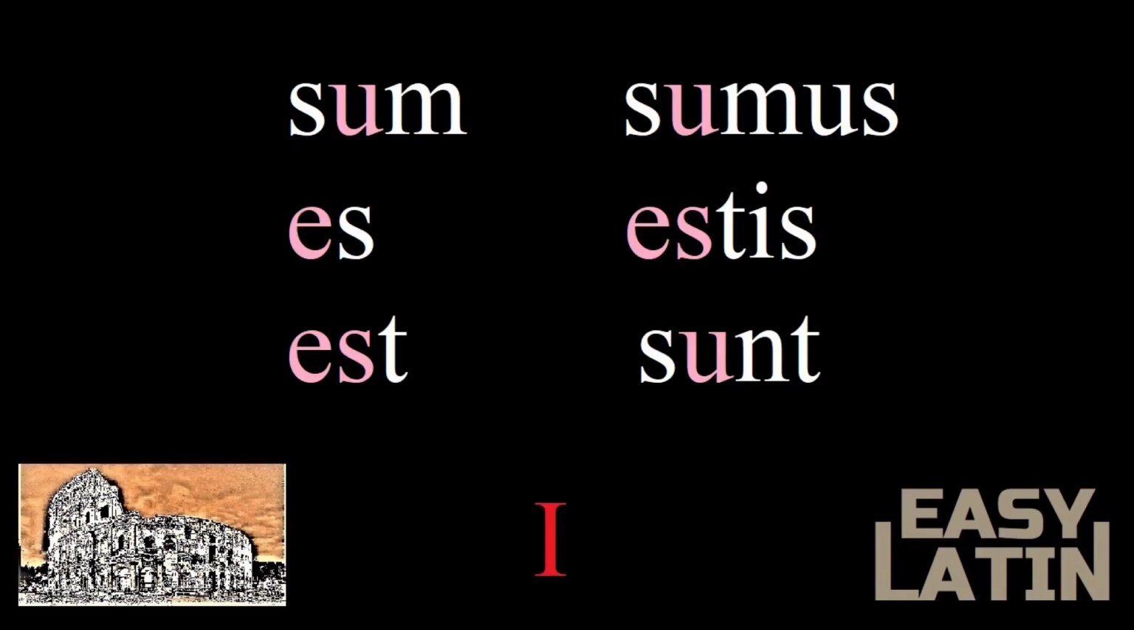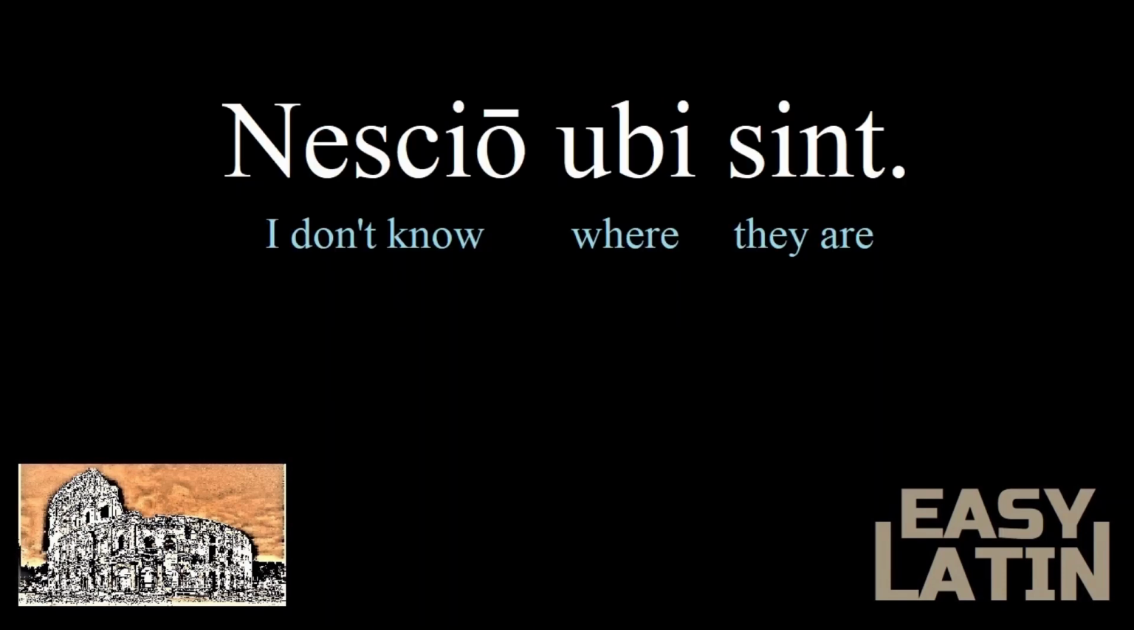All the conjugations of to be in the subjunctive mood switch to I. So try to say, I don't know where they are. Nescio ubi sint.